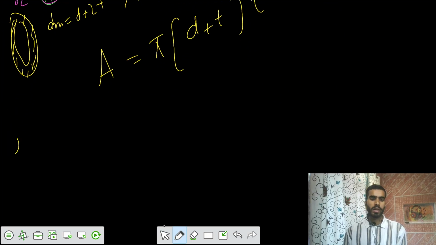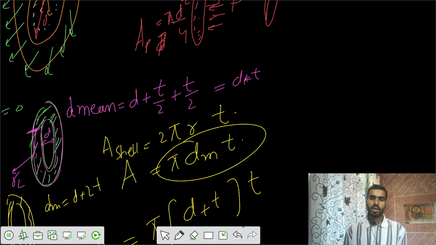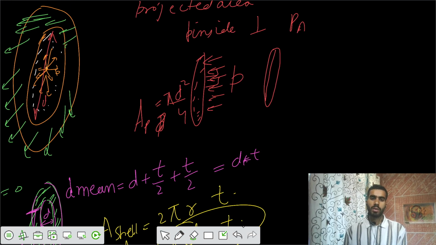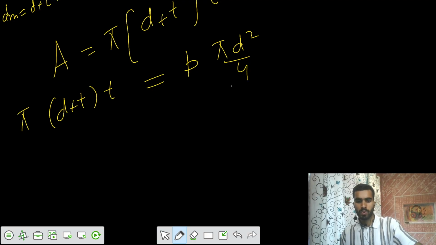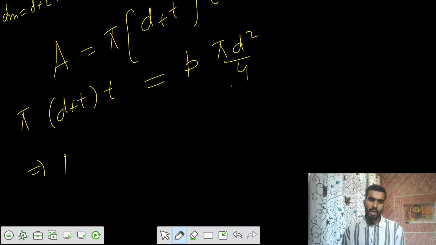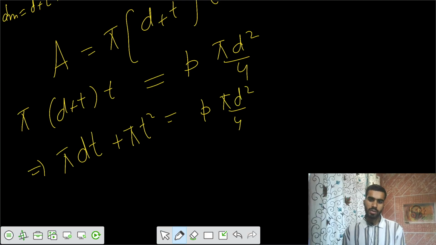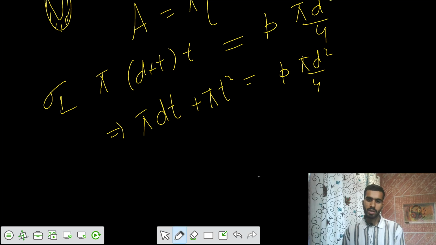So if I equate summation of Fx to 0, I will write sigma long into pi (d plus t) into t. That should balance the inside pressure P into pi d square by 4. That means I would get pi dt plus pi t square, times sigma long, equals P pi d square by 4.